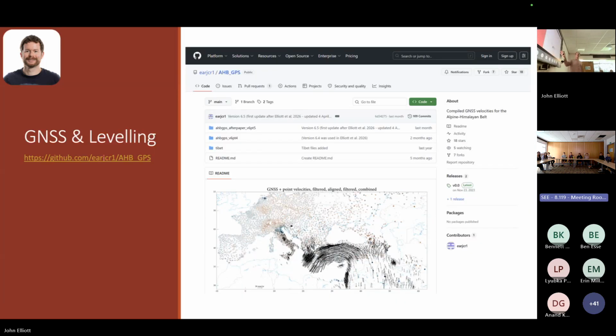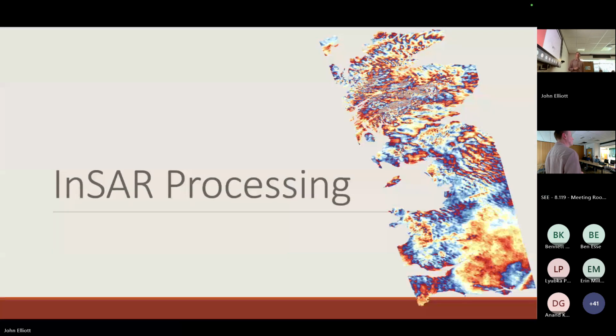So this is all available on Chris's GitHub. It's an excellent compilation of rigorously combined velocities. They're all consistent. It's been released with this paper, but he has done a couple of updates and will probably continue to add new studies in. So it's a wealth of important information for those who may even just want to use the GNSS data itself.